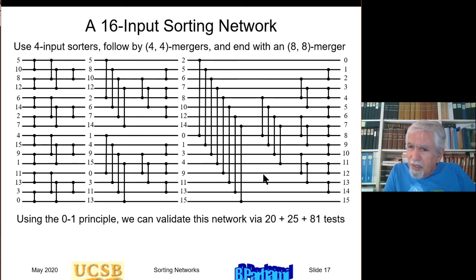And then 81 tests for this network. Because there are 8 inputs that are sorted, so there are 9 possibilities, beginning with all zeros, ending at all ones. So this is basically a little bit over 100 tests compared with 2 to the 16 tests, even with the 0-1 principle.